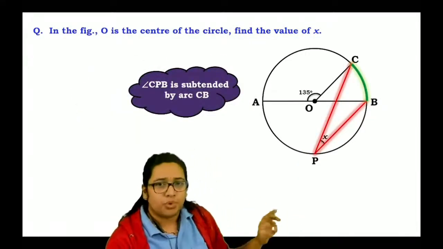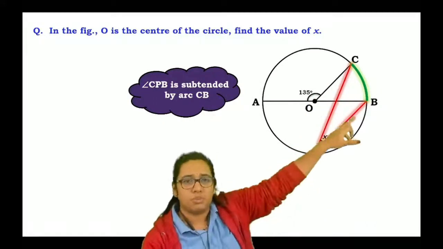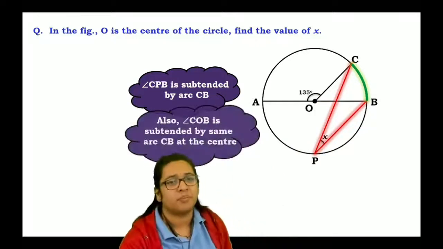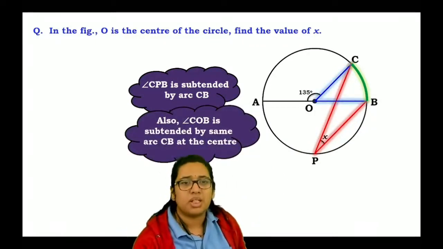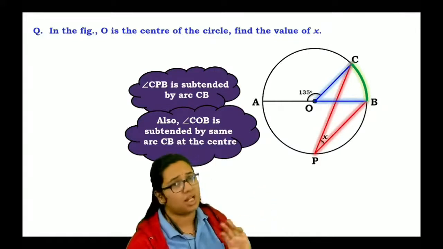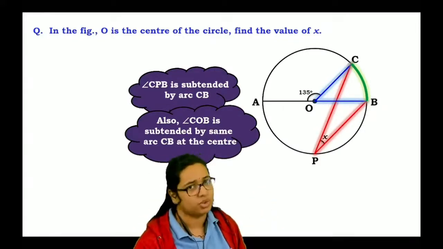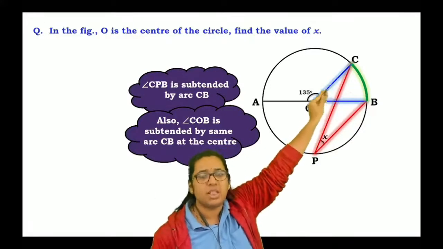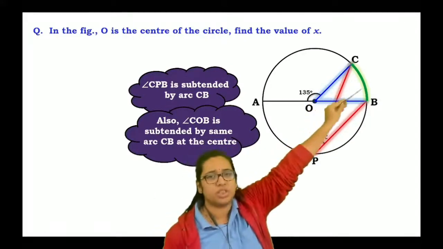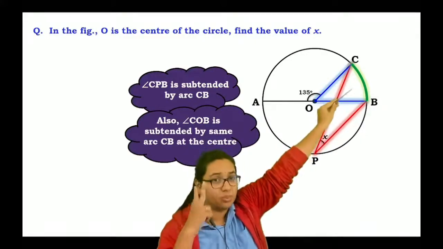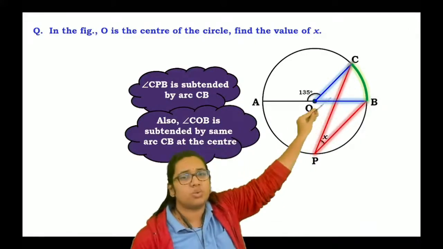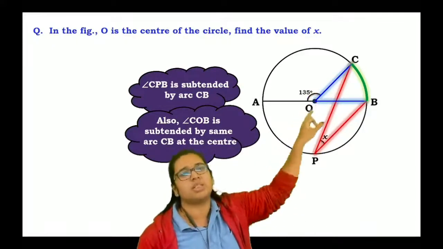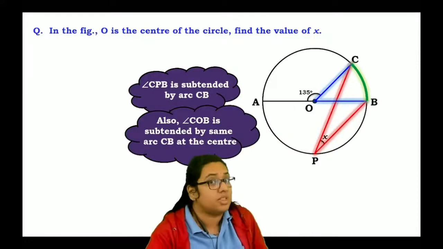So जो आपको फाइंड करना है CPB. CPB is subtended by the arc BC. Also, COB is subtended by the same arc CB. ये क्लियर हो रहा है आपको? ये समझ में आ रहा है? देखो ये जो आर्क आपके पास रहेगा BC, इस आर्क के बारे में आप क्या बोल सकते हो? Just because of this arc, I can say there will be two angles. The first one is CPB and the second one is COB. But COB is a central angle.